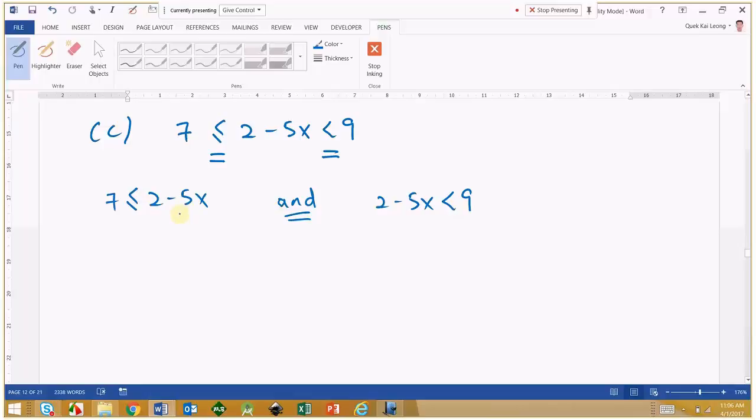Now if I solve for x, I have a habit. If this is my unknown, I always make the unknown coefficient positive. So to make it positive, I bring it to this side.